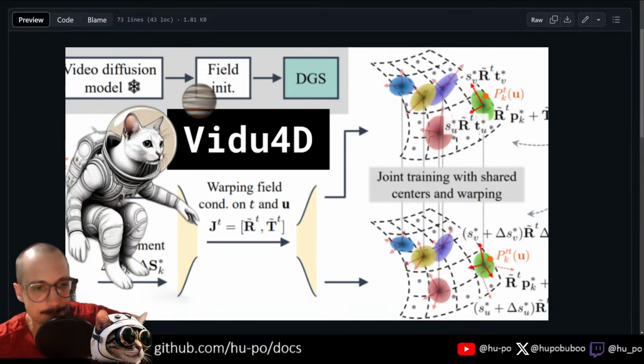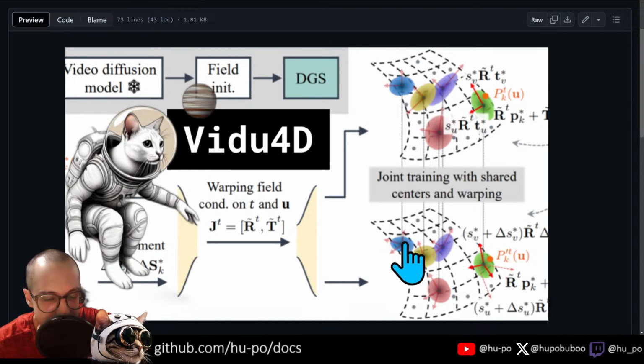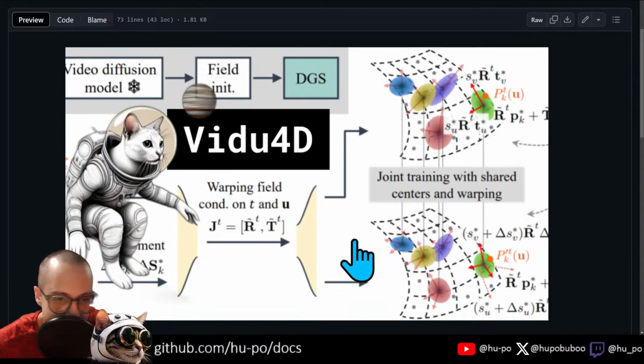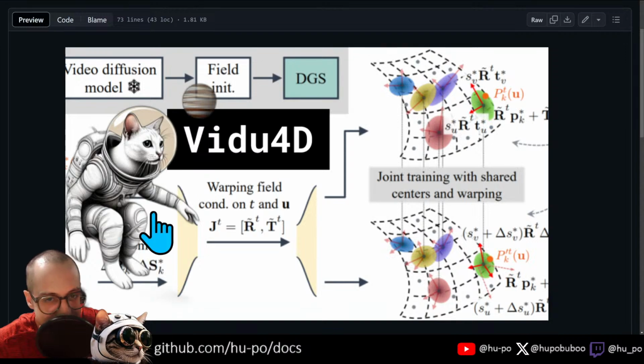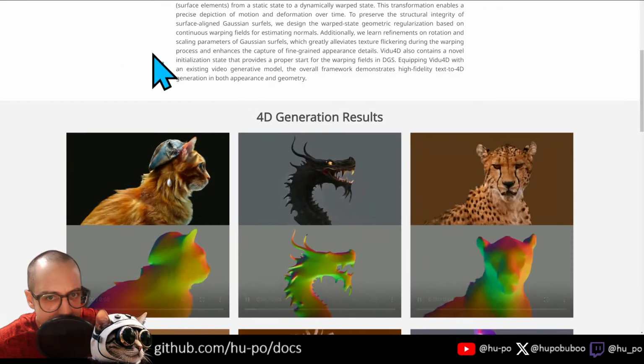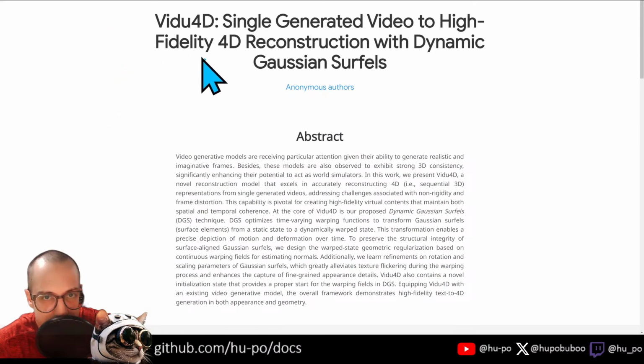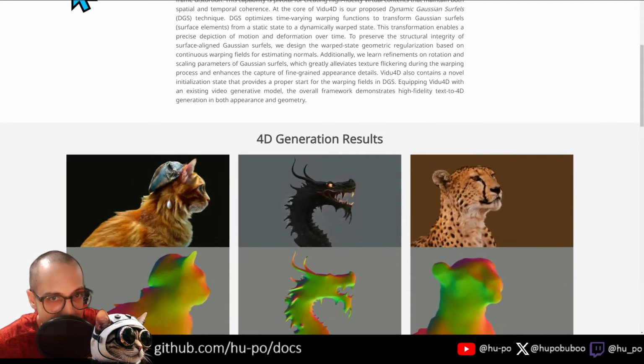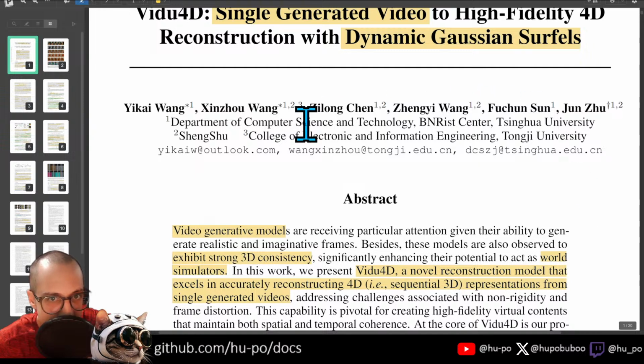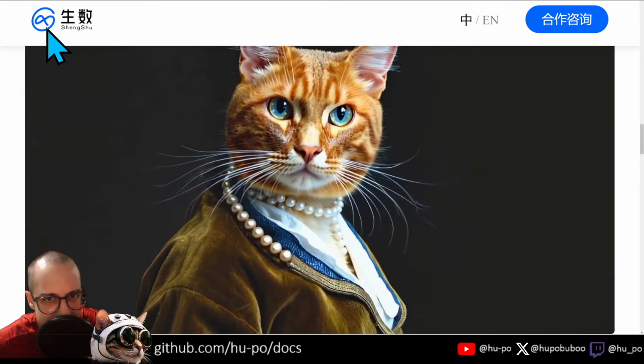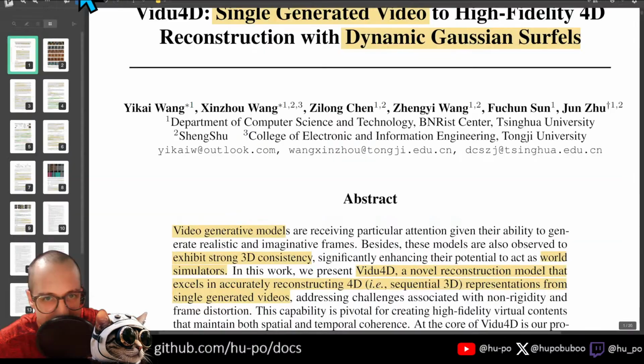All right, guys. Today we reviewed a nice little cozy computer vision paper. This stream was called Vidu4D. We reviewed this paper, Vidu4D: Single Generated Video to High-Fidelity 4D Reconstruction with Dynamic Gaussian Surfels. This is a paper out of a couple of different Chinese institutions, including a startup that has the same exact logo as Meta. I don't know what's going on there.